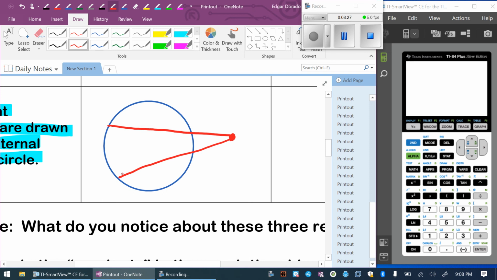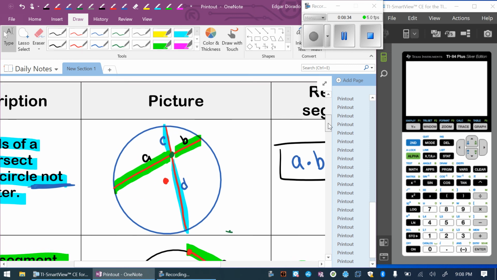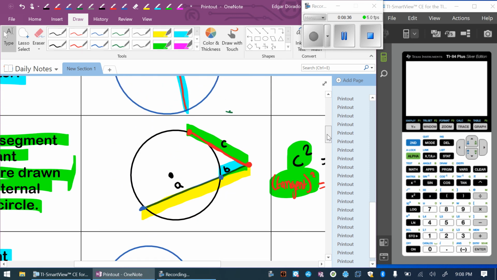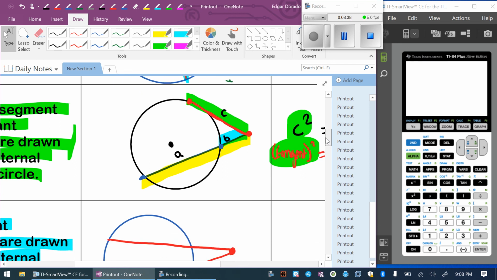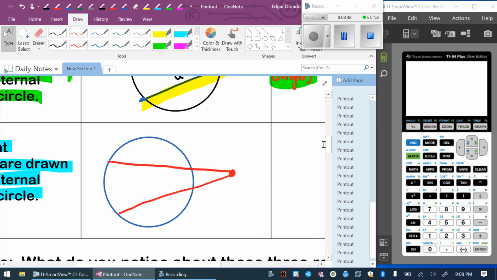So let's just be clear, guys. Let's see what exactly is happening here. So ready? First I had two chords, then I had a tangent and a chord. Oh, sorry, a tangent and a secant, I apologize. And now we have two secants. So let's go ahead and do the same thing. Let's label this information we have here. So ready? This is going to be A. This is going to be B. This portion is going to be C. This portion is going to be D.